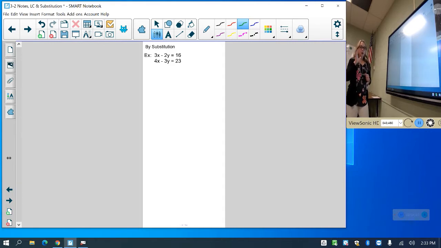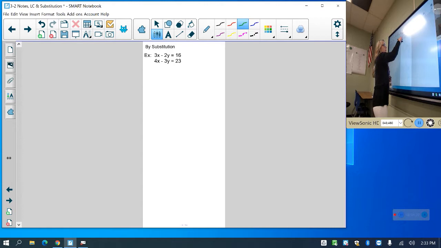Now, I'm going to go ahead and solve it, but I would recommend if you ever run into this problem, you're going to go ahead and use elimination. I'm going to use substitution just to show you what it looks like. Of the two, I'm going to pick one variable. I'm going to pick the top y.